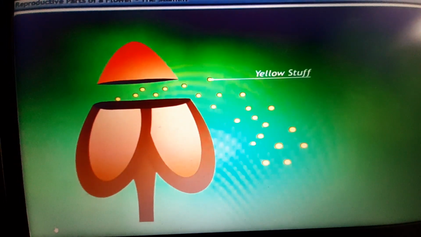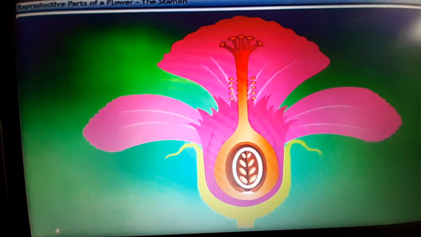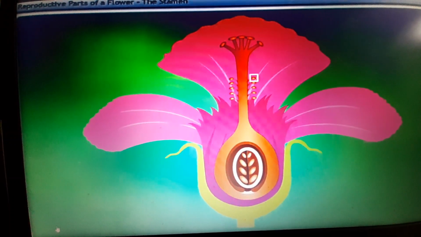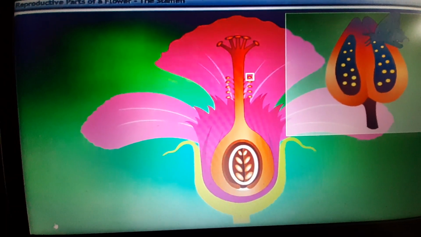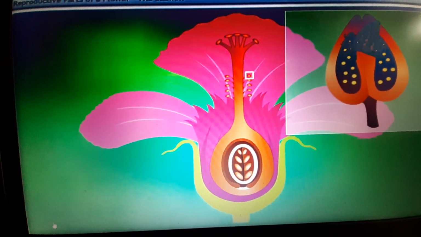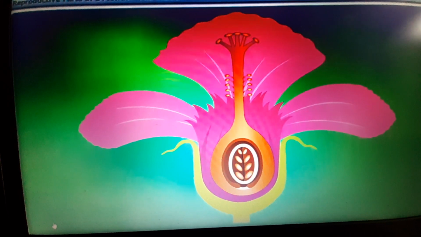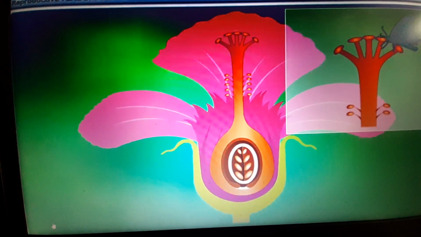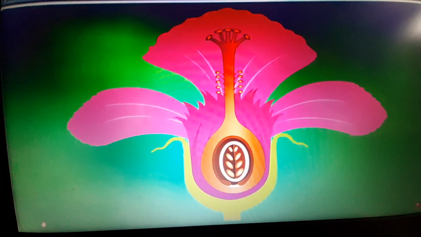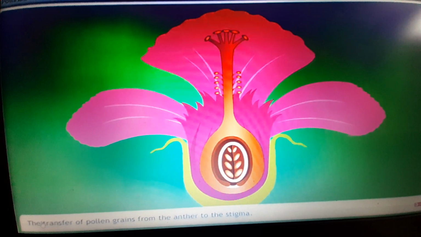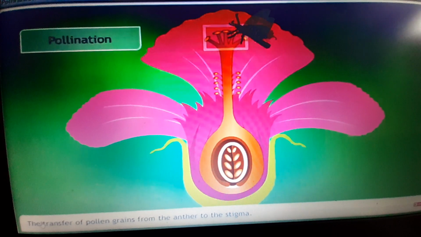That's the yellow stuff that you got on your hands when you touched the flower. In the same way, when an anther brushes against an insect, say a butterfly, some pollen grains stick to the insect. For fertilization, these pollen grains need to be transferred to a stigma. This process of transfer of pollen grains from the anther to the stigma is known as pollination.